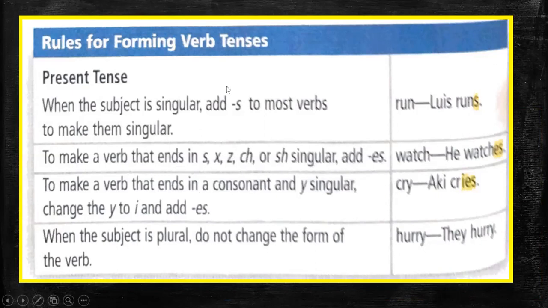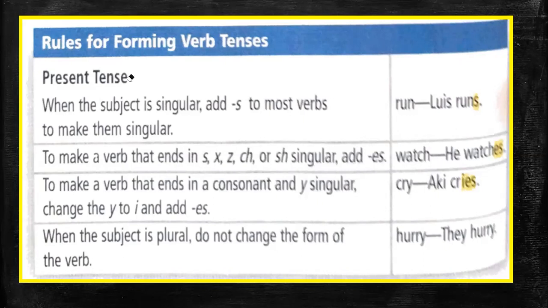So all you got to remember is, one, that the present tense works directly with the subject. So anytime we're working with the present tense, you have to keep your eye on the subject. When the subject is singular, to most verbs, you're going to add S. Example, run, and the subject is Louis. Louis runs. If we wanted to use a plural subject, let's use they. Then we would say they run. Okay? So all you got to remember for this one is that to most verbs, you are going to add an S. Okay?